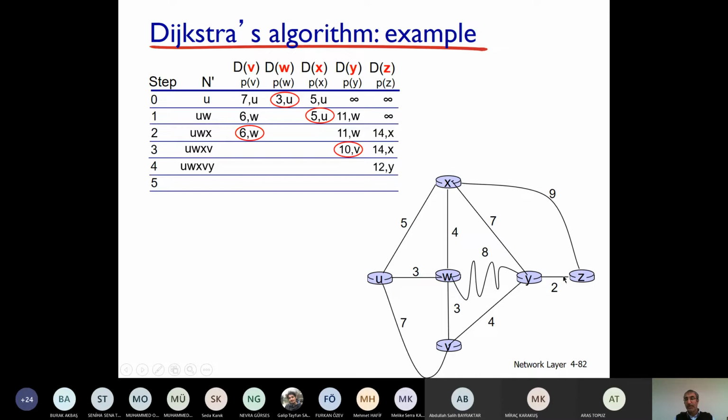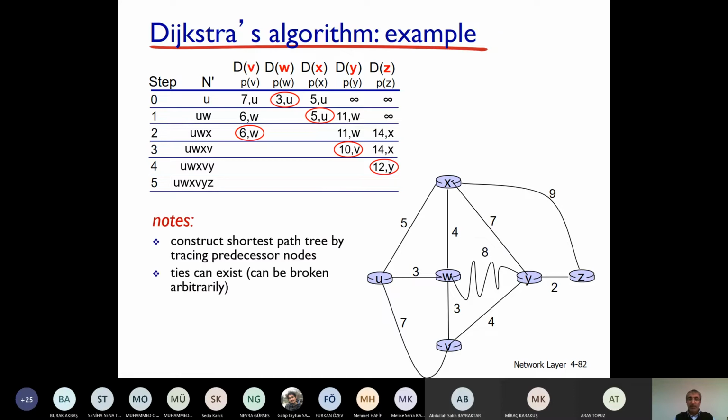We have a lower cost path compared to the previous one to reach the z, and the new value for d of z is 12, and the p of z is equal to y. And that was the last one, and we add the node z to the n prime set, and we are done with the algorithm. So how are we going to put this into the shortest path tree? We are just going to follow the predecessor nodes, okay? From z, the last one was z, of course, y, v, as you can see, right?